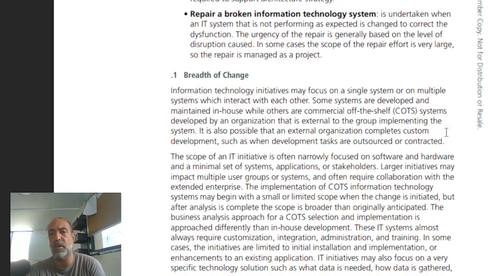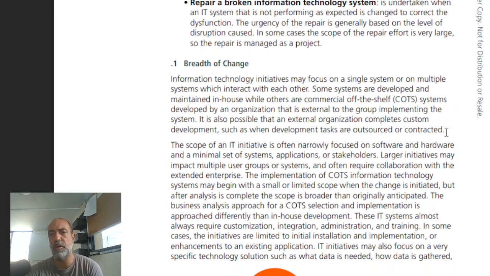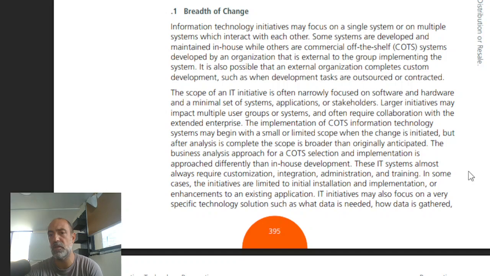So let's dive deep, and other than that, we just repair broken information systems. Like, is this what we want? Yes. If it's not, then we have to fix it, change it, or build something new. Information technology initiatives may focus on a single system or multiple systems which interact with each other, the breadth of change.